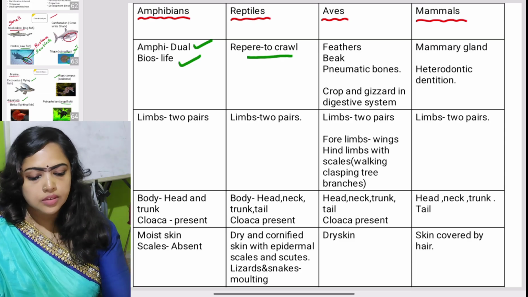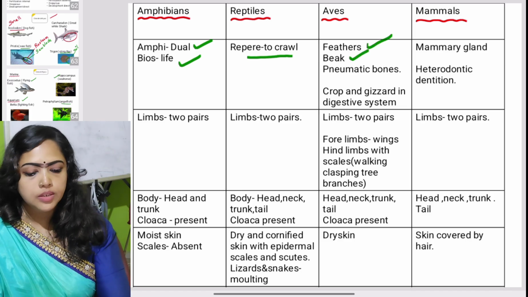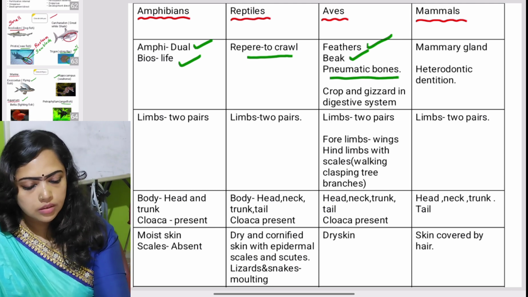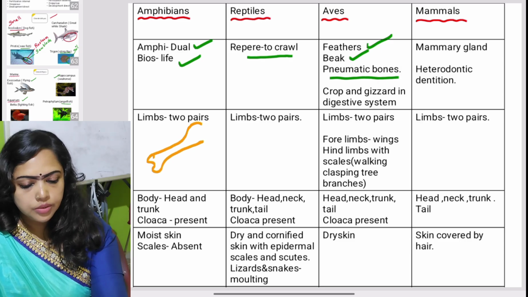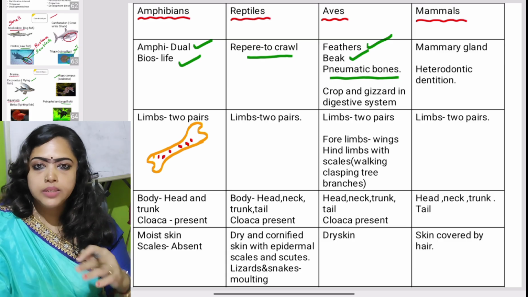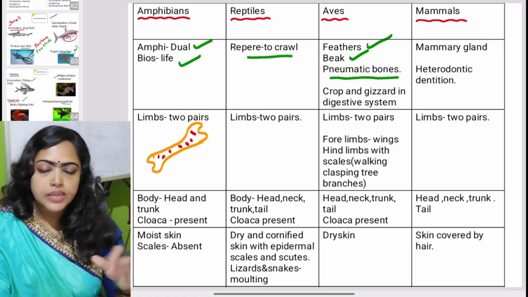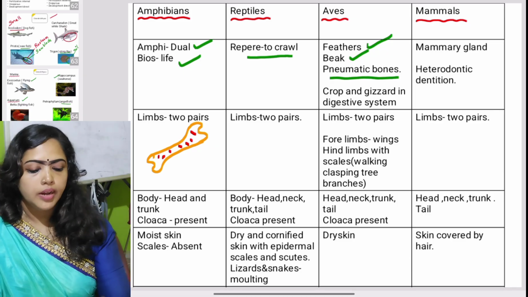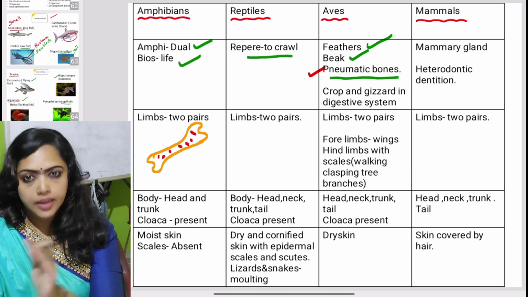And then features of aves, presence of feathers, then beak, then the next thing is very important, that is pneumatic bones. So what are these pneumatic bones? See, if this is our bone, and our bone carry what? A connective tissue called bone marrow, right? Okay. But the bones of these birds or aves, they carry air spaces, which is definitely a flight adaptation, that is to reduce weight. Okay. So the bones with air spaces called as what? Pneumatic bones.